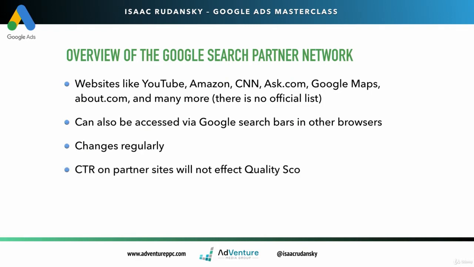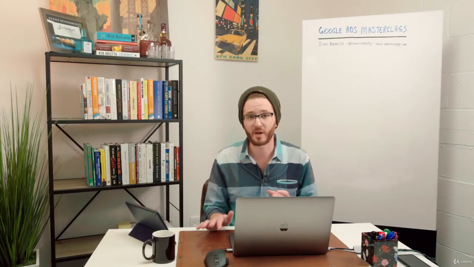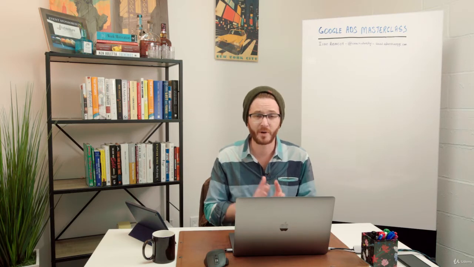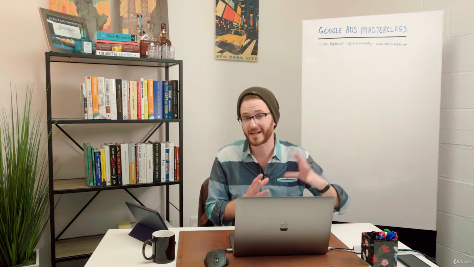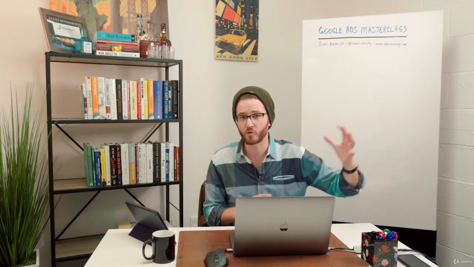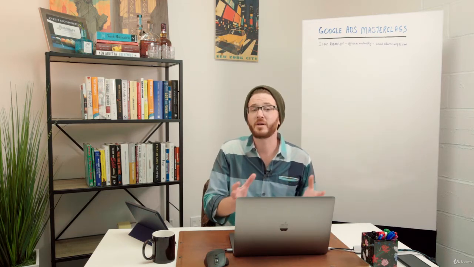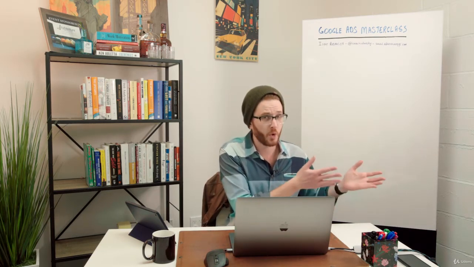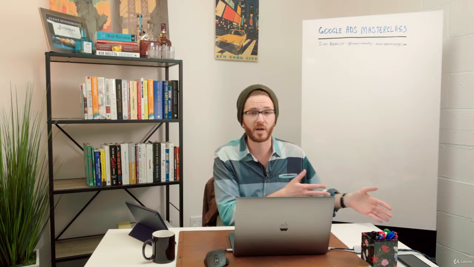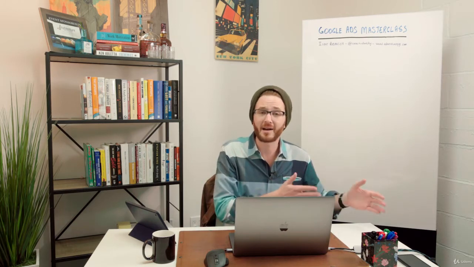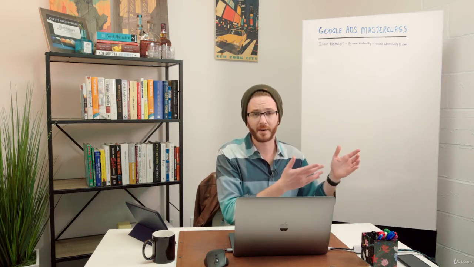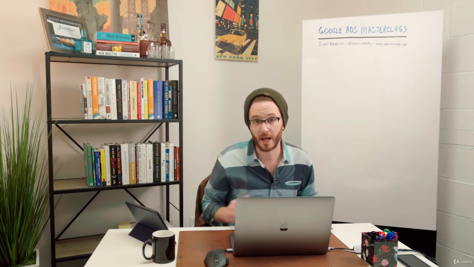What we've typically seen is that click-through rate on partner sites will not affect the quality score of your keywords. That's a great question a lot of people have had, and we haven't gotten into quality score yet, but a lot of you know what quality score is, and click-through rate is one of the factors inside quality score. It actually accounts for about 65% of quality score. It's a really important factor. But if you have a lower than average or worse click-through rate on a certain keyword from a partner site, it will not affect your actual keyword-level quality score.